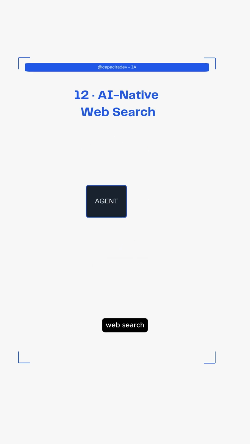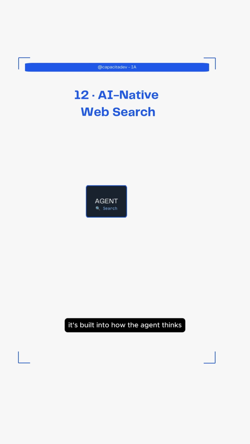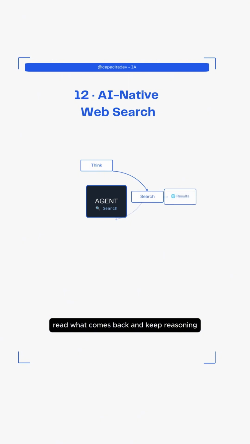AI native web search means the ability to search the web isn't an add-on plugged in from outside. It's built into how the agent thinks. The agent can decide mid-thought: I don't know this. Let me check. Search. Read what comes back. And keep reasoning. All in one continuous flow.